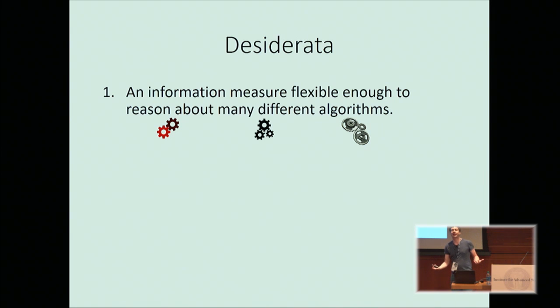Okay, so those are the things we'd like to be able to handle. So let's try to distill down, if we want to be able to talk about all three of those scenarios, what desiderata we might have for a theory of adaptive data analysis. Okay, and these might start to seem like familiar desiderata to those of you who have seen all of the talks today. Okay? So we don't want to artisanally prove theorems about specific algorithms. Okay, we want to have an information measure that is flexible enough to reason about many different algorithms. Okay?